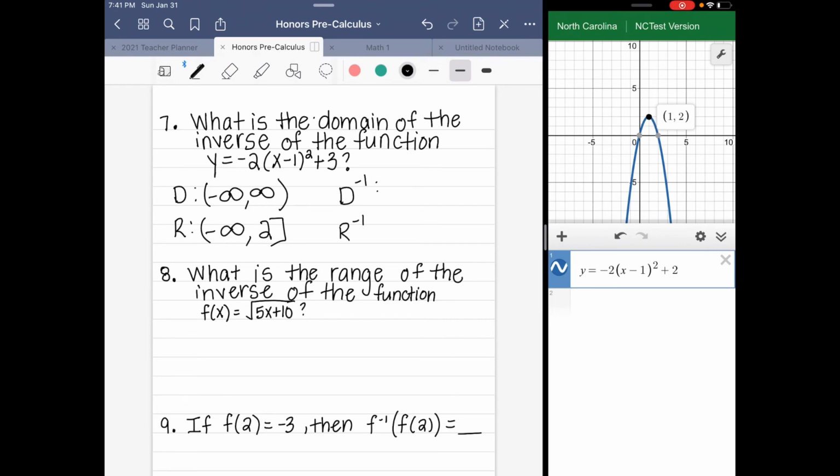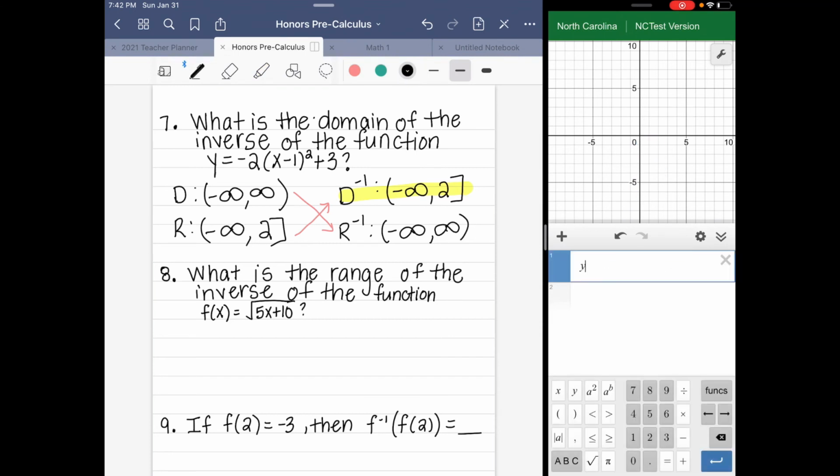So what do I do if I want to find my domain of my inverse and my range of my inverse? Well, they literally are going to flip. Your domain and your range are the opposite values of the original. So my domain of my inverse is now going to be negative infinity to 2. And my range is going to be negative infinity to infinity. So if you found the domain and range of the original, then it's the opposite for the inverse. They asked us to find the domain of the inverse. So the domain of the inverse is negative infinity to 2, which was the range of the original function.